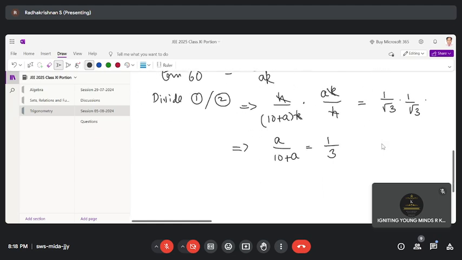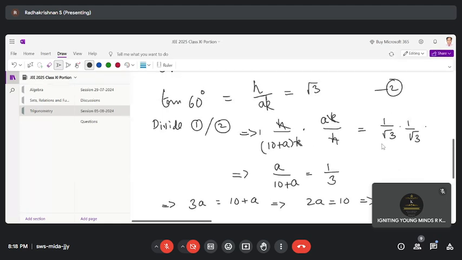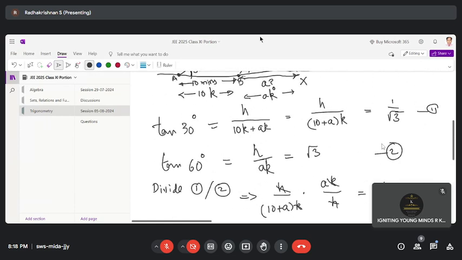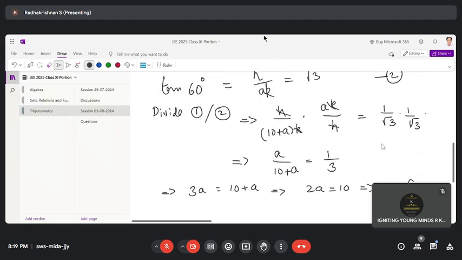Right? So I think I did not share Geeta's work. I think this is what you got, right? Exactly. Yeah, but I have assumed the distance to be x and y in the beginning itself. That's the only difference. So from this you can solve for A. 3A equal to 10 plus A, which gives us 2A equal to 10 and A equal to 5. Okay, is that clear to everybody?